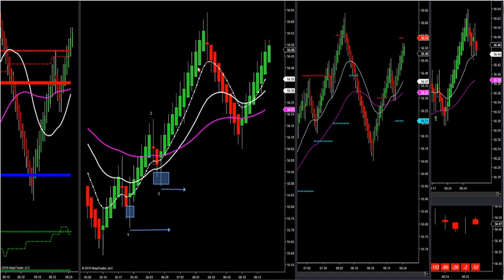All right, so that's what we're trying to do. We're trying to use this trend chart by not looking at our fib arrows, our market delta, or our market profile until we get a setup on this trend chart. We're good to go. Okay?